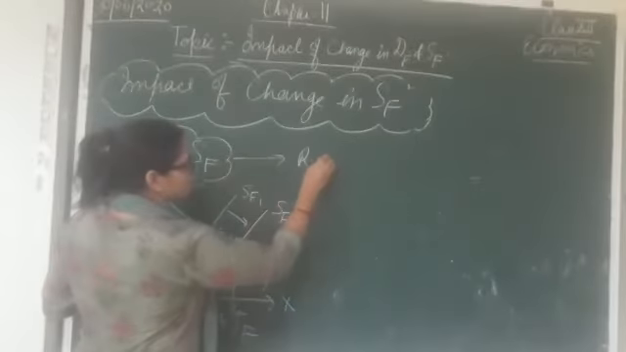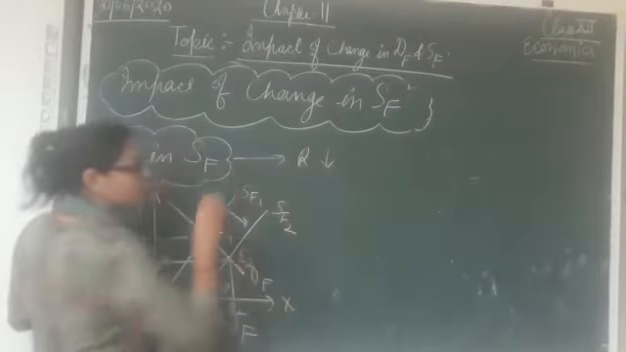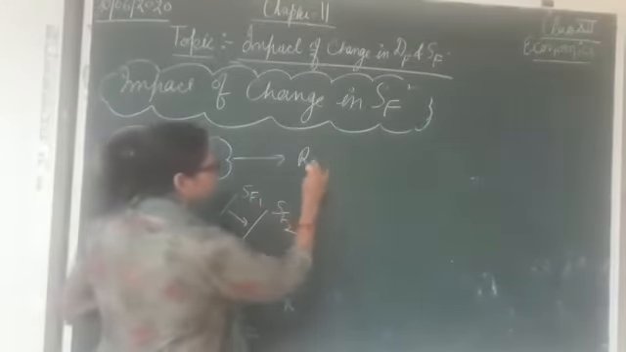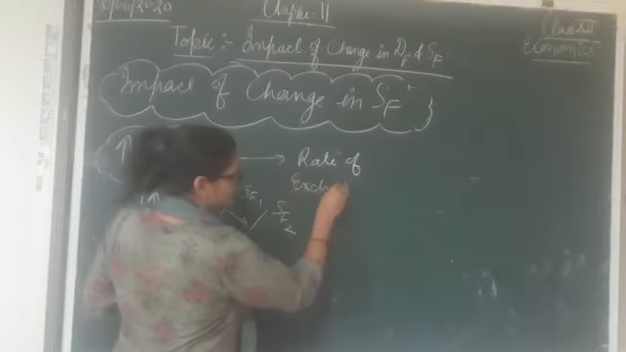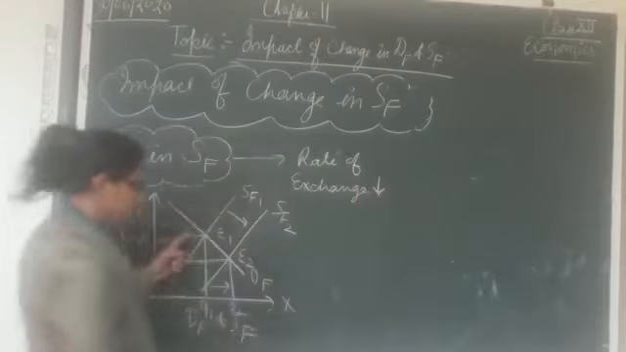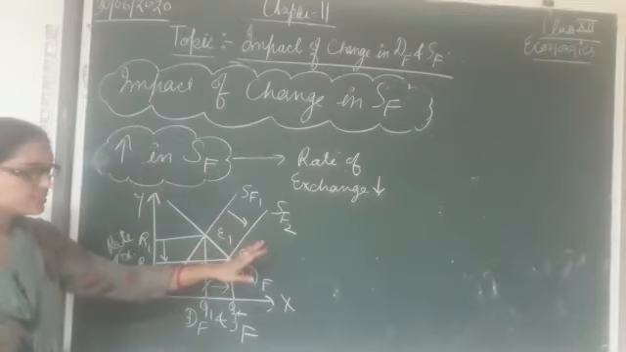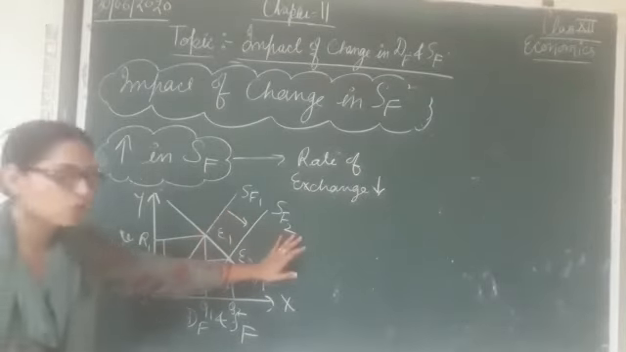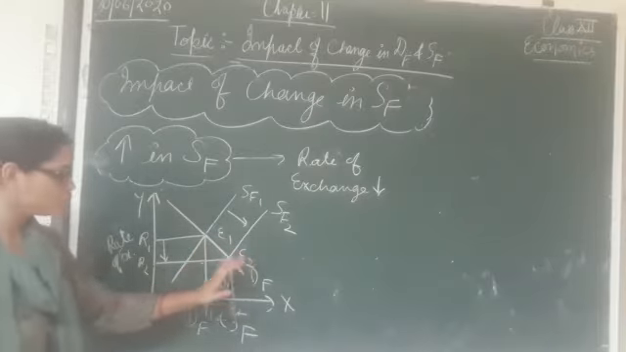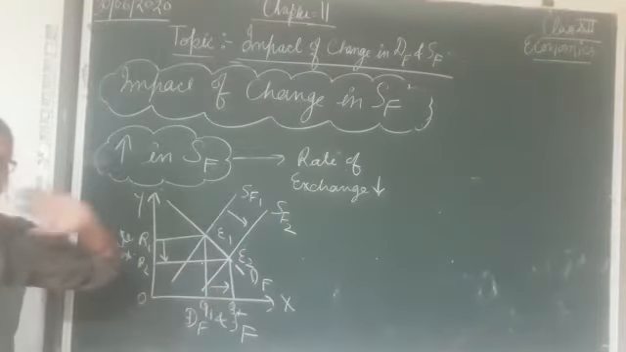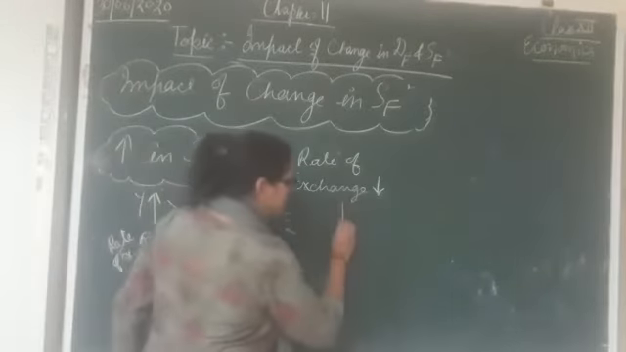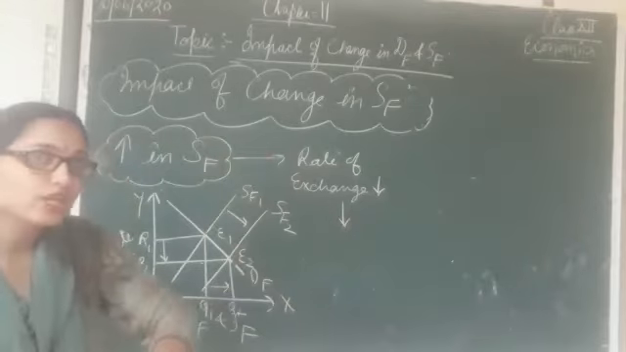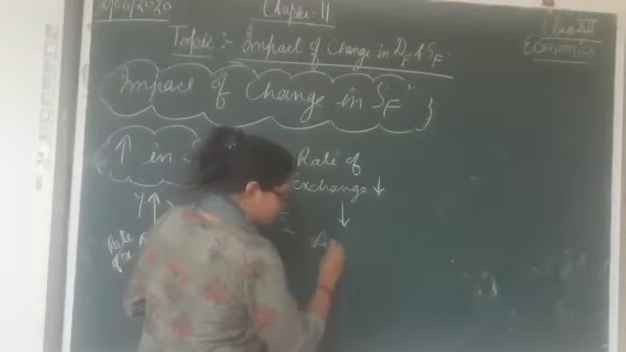Clear? So what happens when there is increase in supply? The rate of exchange decreases. Instead of R, you may write rate of exchange decreases. How? We have just seen here, due to increase in supply the curve will shift forward, equilibrium will also shift forward, and the rate of exchange decreases and the quantity increases. Clear? So the rate of exchange decreases from R1 to R2, and if the rate of exchange decreases, it will lead to appreciation of domestic currency.